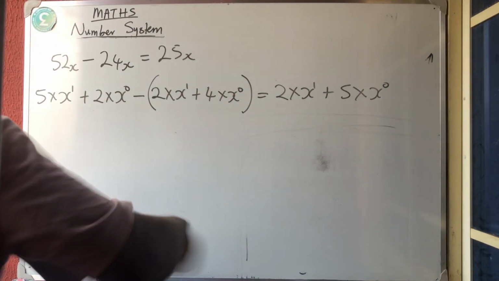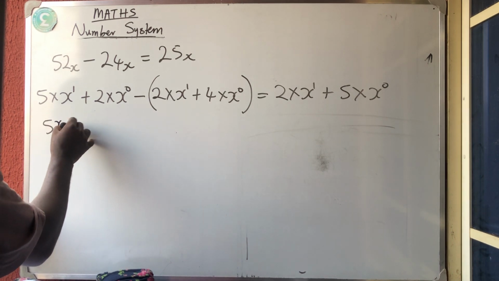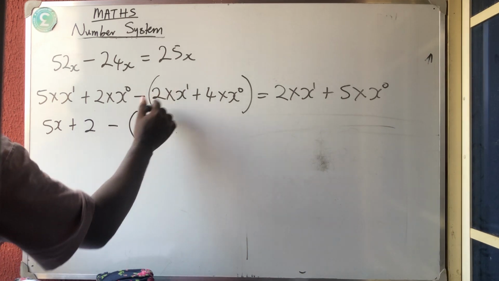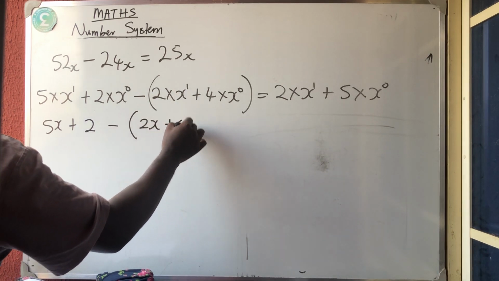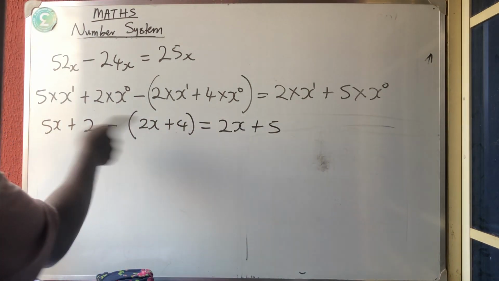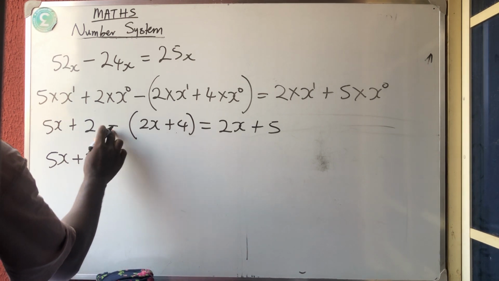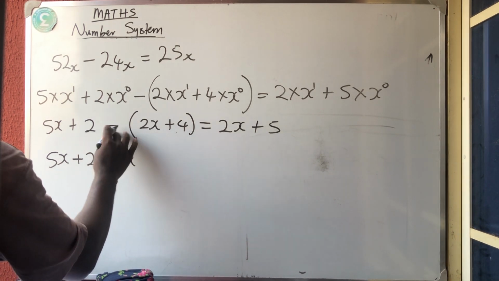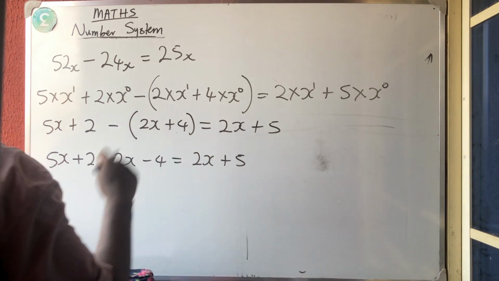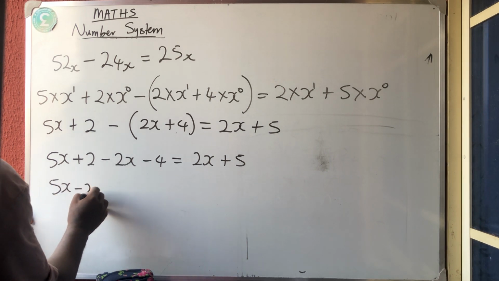Okay, so let us continue. So I'm having 5 times x, 5x plus anything raised to power 0 is 1. 2 times this is 2, minus bracket, this time this, 2x plus 4, is equal to 2x plus 5. Okay, so open the bracket with the minus to have 5x plus 2. This and this will give you minus 2x. This and this will give you minus 4. Is equal to 2x plus 5. Okay, collect items, all the x one side. So I'm having 5x minus 2x.